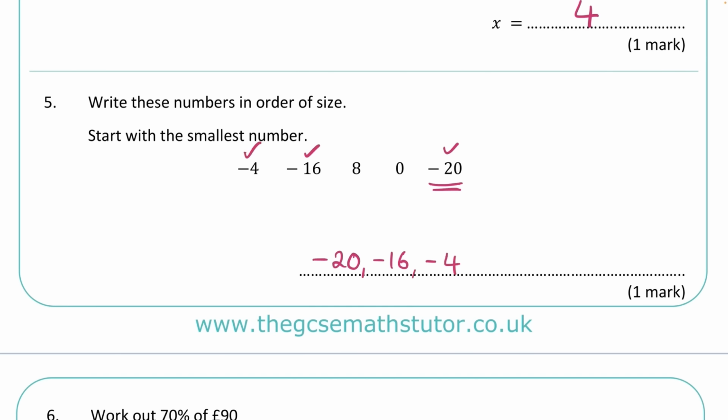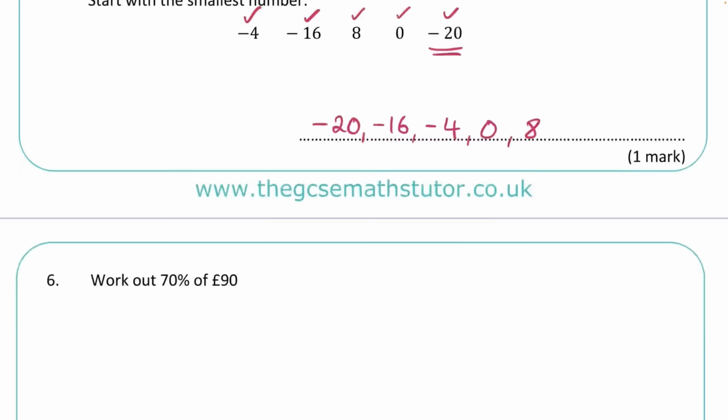We then have that 0 there, where we start to change now from negatives into positives. And we only have the one positive number, which is 8. So 8 would go at the end. And there we go, that's writing them in order of size, and that's starting with the smallest number. On to the next one.